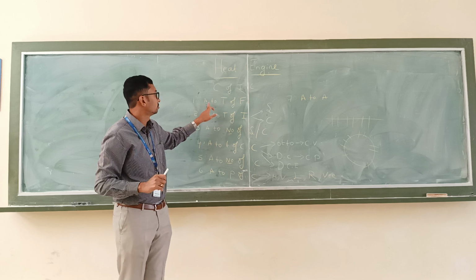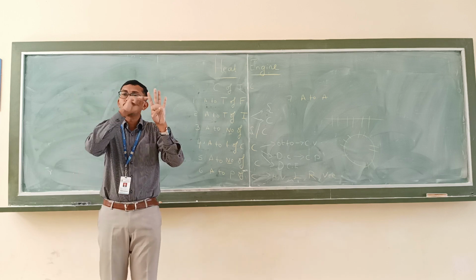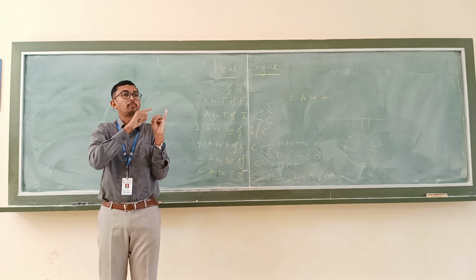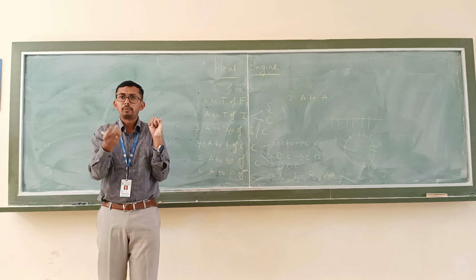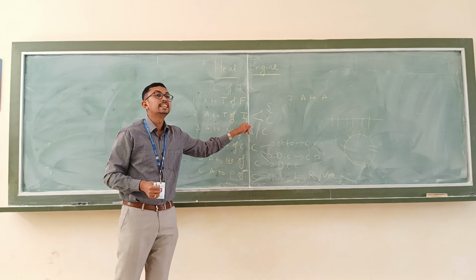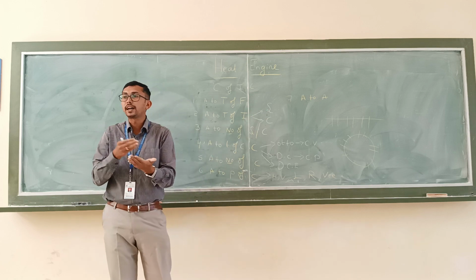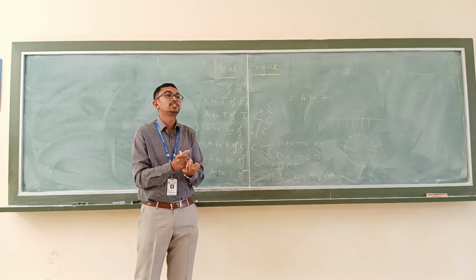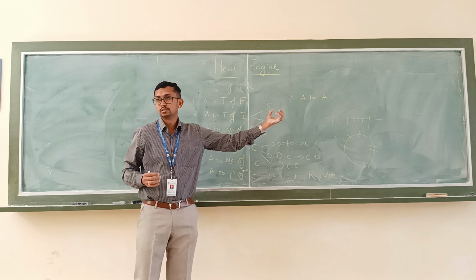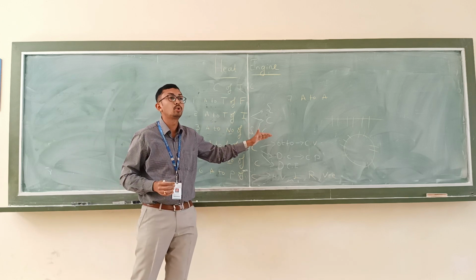What is the first classification? According to type of fuel. We have four varieties of engine based on fuel: petrol engine, diesel engine, biogas engine, and biofuel engine. Next, according to type of ignition. If the ignition takes place with the help of a spark, it is called a spark ignition engine. If the ignition of fuel takes place due to compression, it is called a compression ignition engine.